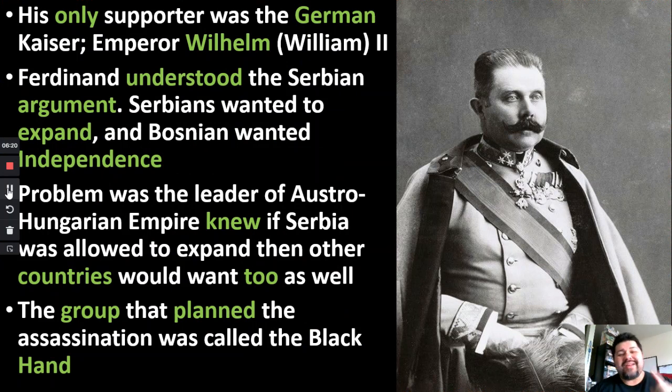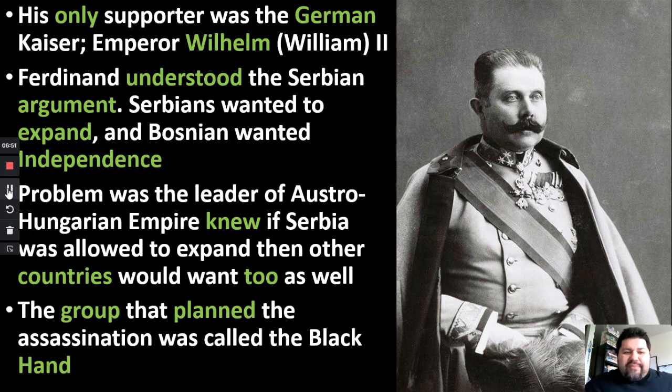Now, there was one person who truly liked him and supported him, and that was the German Kaiser, the German king, Emperor Wilhelm or William II. And this is a picture right there of Archduke Ferdinand. He's not a bad guy at all. Now, I've had a lot of students in the past ask me, why does the uncle not like him? Why does he hate his nephew so much?